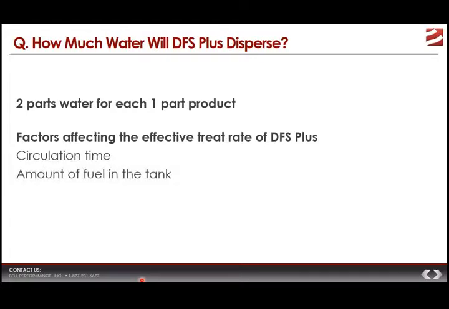Also, the amount of fuel in the tank. Now, the amount of fuel in the tank relates to circulation because you could have 2 tanks, a big one and a small one. Both of them have 5 gallons of water in them, so you add 2 or 3 gallons of DFS. The larger tank that has more fuel in it, you would want to circulate for a longer period of time, because that DFS has more fuel to dilute it, more fuel to travel through in order to contact that water. So you want to scale up your circulation time depending on how large your amount of fuel is in the tank.